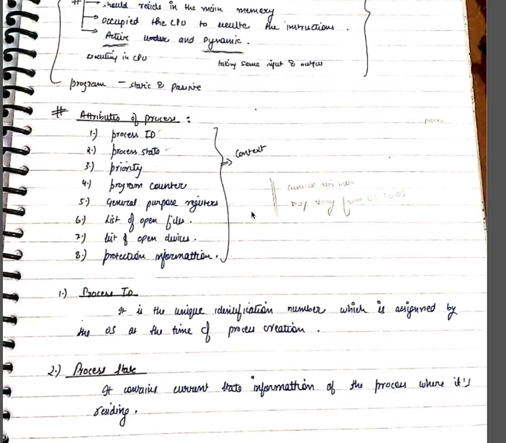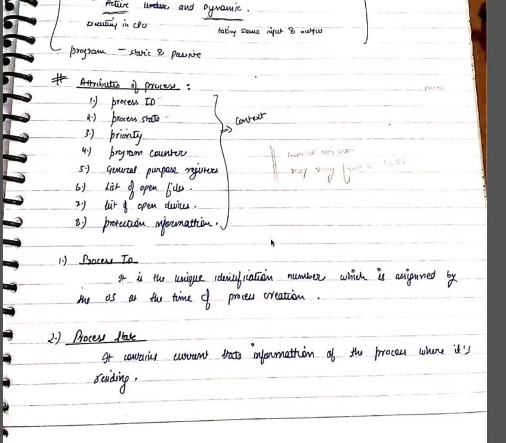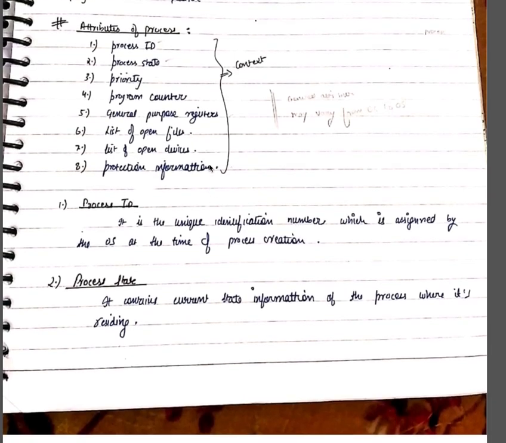Now, attributes of a process. There are some attributes of the process. It's better if you learn all of them because sometimes they ask in the exam. Now we'll be seeing each of them one by one. So first is process ID, process state, priority, program counter, general purpose registers, list of open files, list of open devices, and protection information.